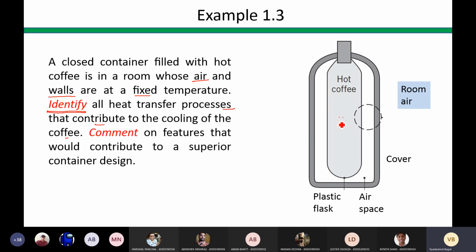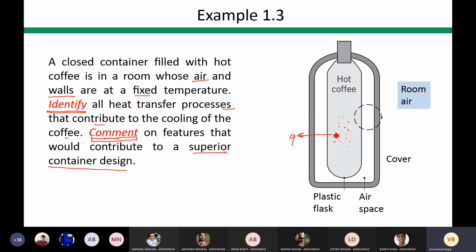We know that if the hot coffee is kept inside, the tendency is to get cooled, so the heat transfer will take place in this direction. Correct? You need not have to do engineering to comment on this. So comment on features that will contribute to a superior container design. Based on your understanding of the different modes of heat transfer, you can think about how the design of this flask should be made so that the heat transfer to the surrounding is minimized.